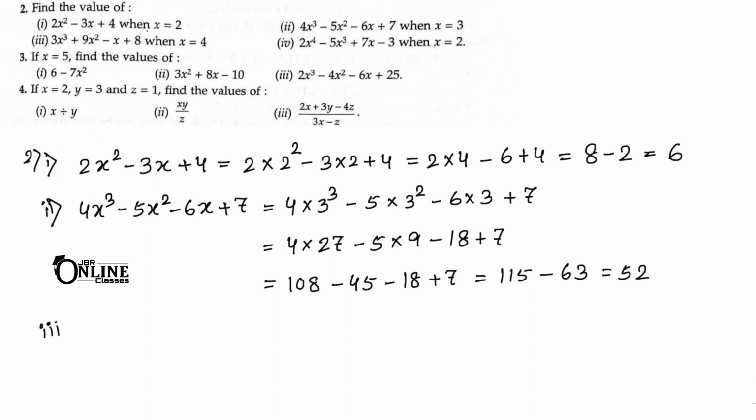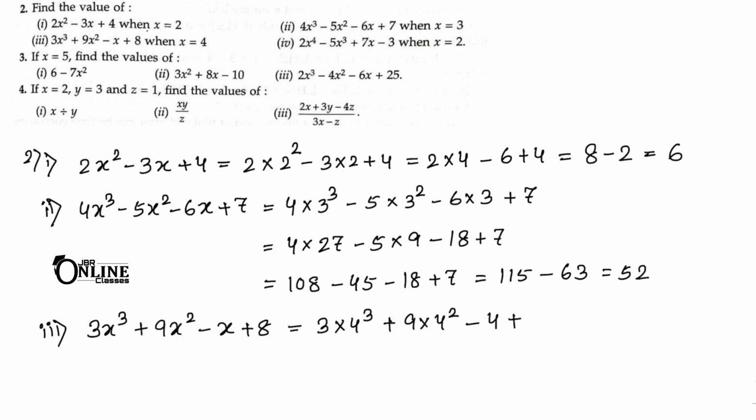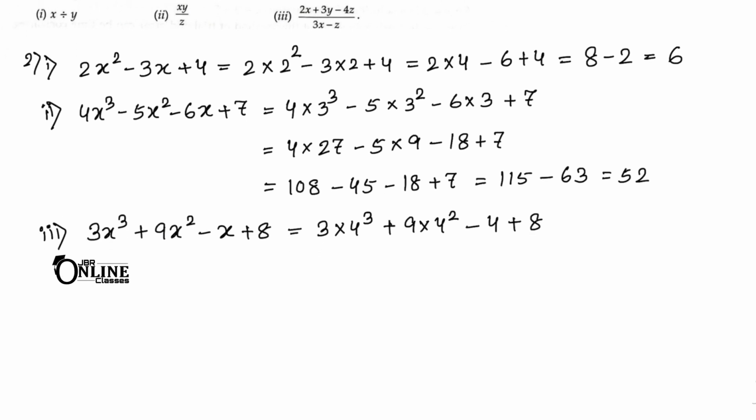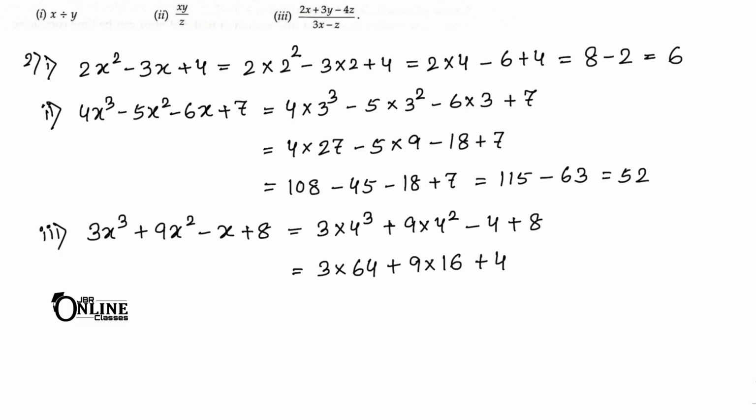Now next, number 3. Here 3x cube plus 9x square minus x plus 8. Here x equals 4. That means 3 into 4 cube plus 9 into 4 square minus 4 plus 8. So 3 into 4 cube. That means 4 into 4, again into 4, that equals 64. Then 9 into 4 into 4, it's 16. And minus 4 plus 8 becomes plus 4.